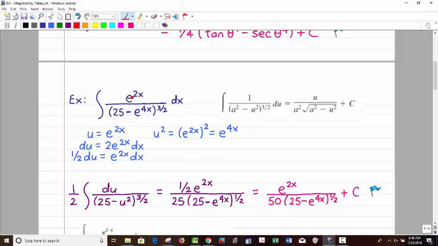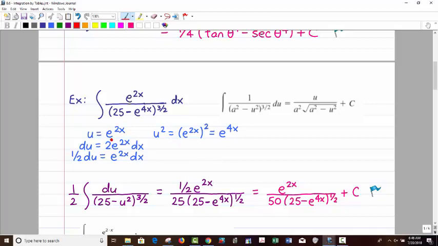Now this e to the 2x might be kind of confusing on top. But what you want to think about, first thing to worry about is what does u need to be. Don't worry about any other stuff just yet. Well, if we have e to the 4x here, that means u would have to be e to the 2x, because e to the 2x all squared is e to the 4x.